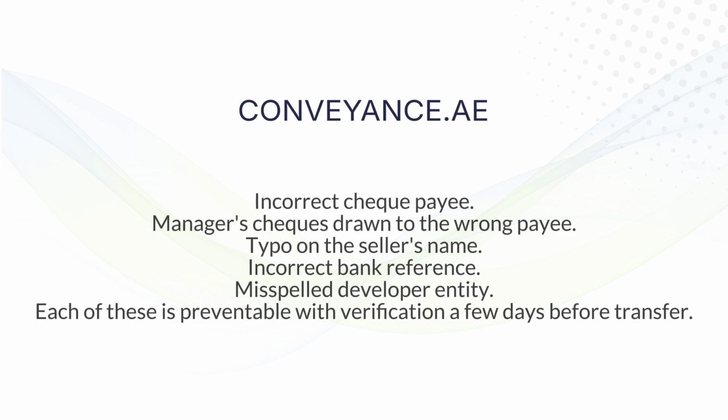Incorrect check payee. Manager's checks drawn to the wrong payee. Typo on the seller's name. Incorrect bank reference. Misspelled developer entity. Each of these is preventable with verification a few days before transfer.